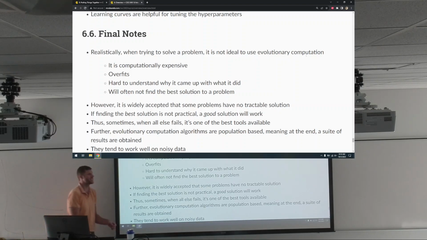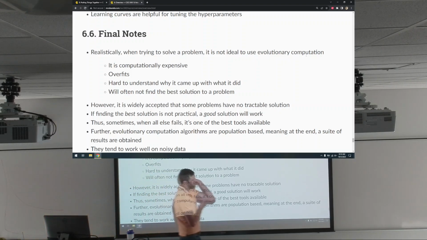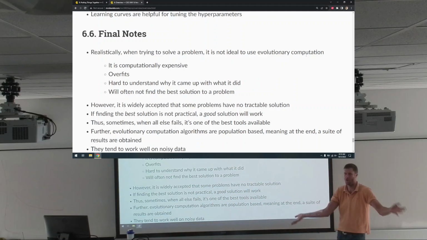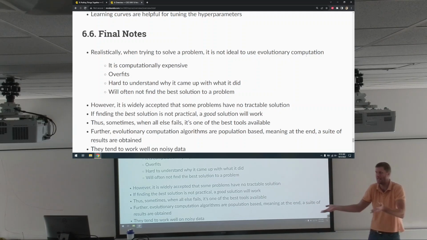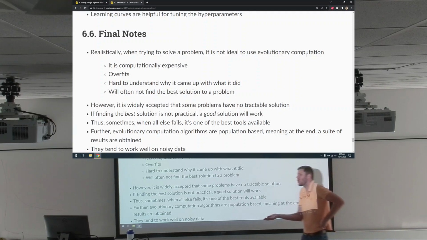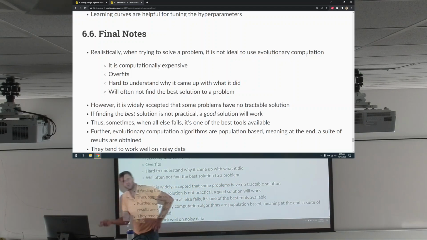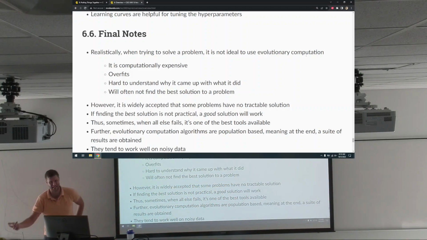We don't want to use this stuff because it's computationally expensive. They're notorious for overfitting. It's hard to understand why the algorithm came up with the solution it did. And it's not even going to find the best solution to a problem. But remember, when we resort to these things, often finding the best solution to a problem is not even our goal. It's to find a good solution to the problem.